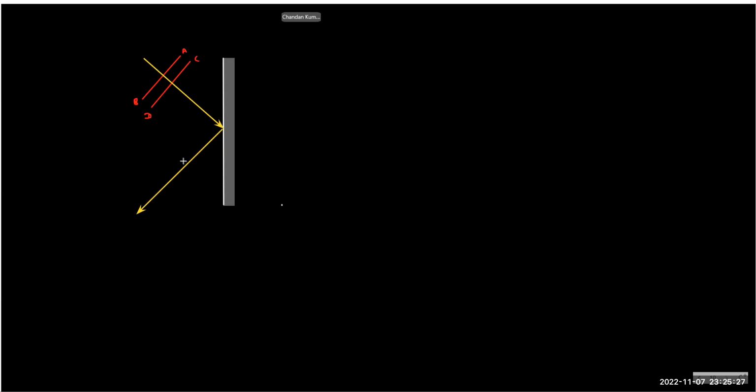So how should the wavefront be? Like this? Yeah. So if that is the incoming, this is the outgoing. Now can you guess A, B, C, D, how it should be? Will this be AC or BD? Can you guess why?